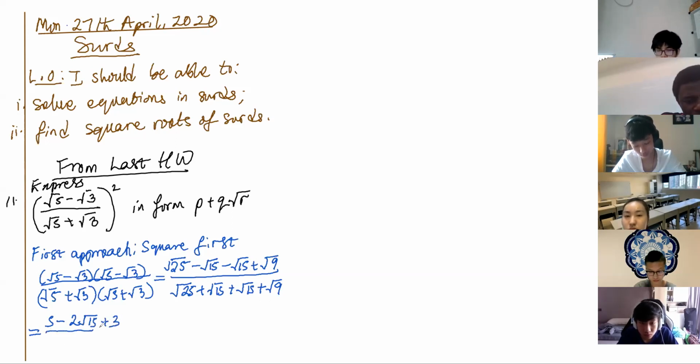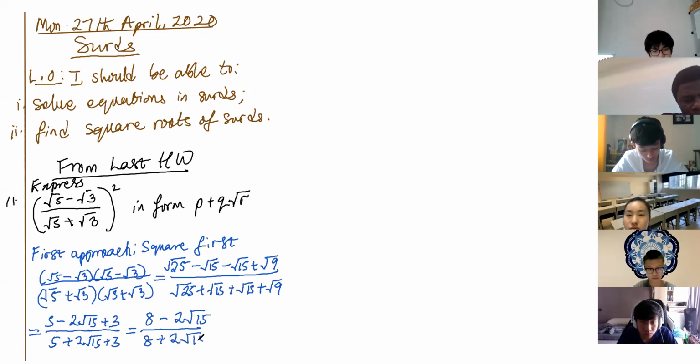plus 3, 5 plus 2 root 15 plus 3, which gives 8 minus 2 root 15. Then 8 plus 2 root 15. As I wrote in someone's comments, the lower the numbers you are dealing with, the better for you. Because somebody was having root 900, root 9,000, and they were just being complex.